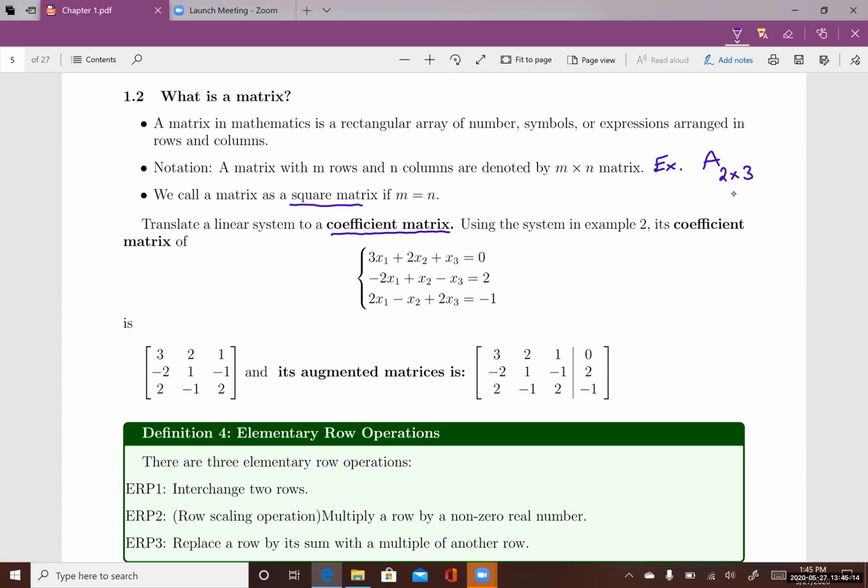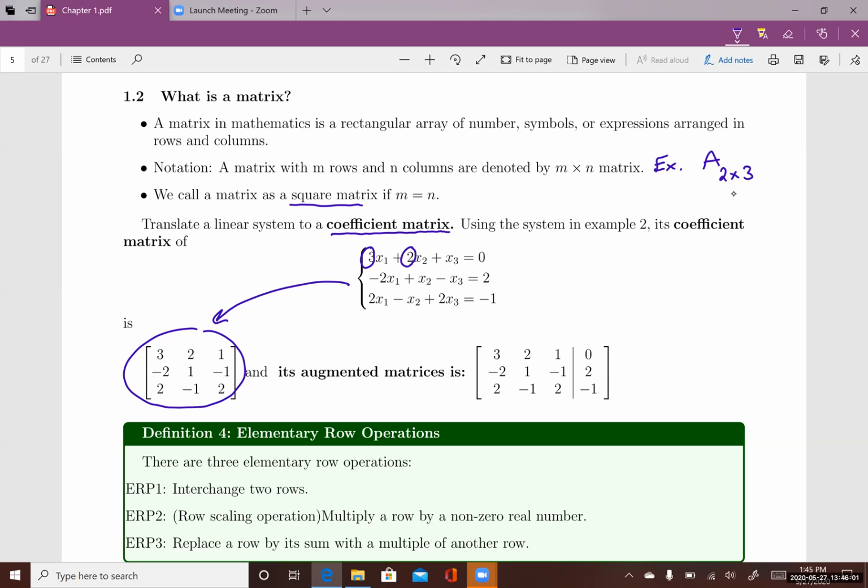For example, if you look at this linear system of equations, it's 3 equations with 3 variables x1, x2, x3. And 3 here is the coefficient of the first variable x1 in the first equation, right? And the 2 here is the coefficient of the second variable x2 in the first equation, and so on and so forth. So from this system, we can translate it into a coefficient matrix of this linear system. And this is the coefficient matrix of the system here.